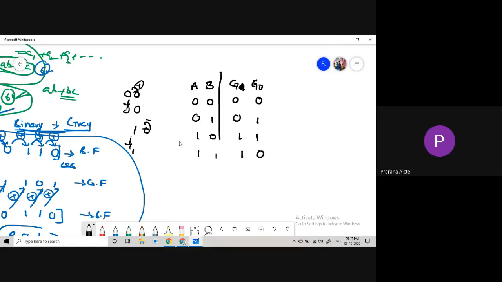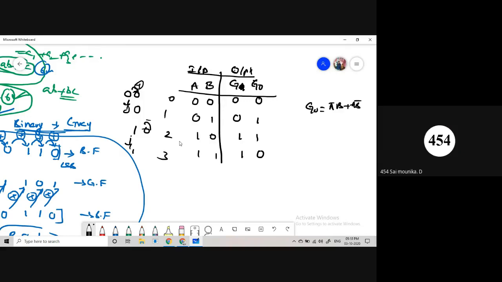So what are the inputs here? A, B. What are the outputs? G0, G1. So this G0 consists of how many ones? 2. What are they? 0, 1 and 1, 0. So simply we are taking like this: A bar B plus A B bar, right? Yes, sir. So it is equivalent to A XOR B, right?